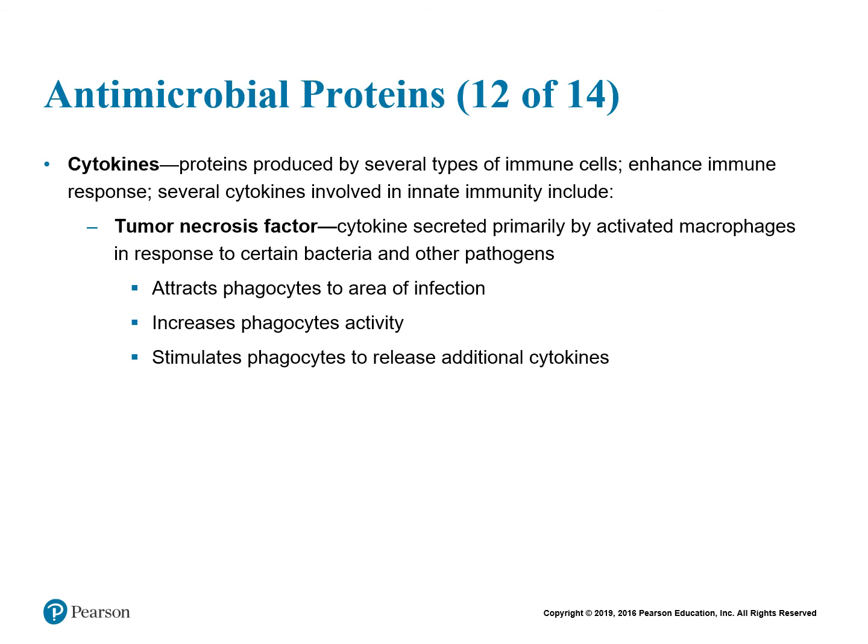In terms of cytokines, cytokines are just proteins that are produced by different types of immune cells. One of those is TNF, or tumor necrosis factor. This is secreted by macrophages that have become active. What it does is it calls phagocytes to go to the area to clear any pathogen or damaged cell that is there. It's also going to increase the number of active phagocytes, and they're going to release more of themselves to maintain a positive feedback loop until the threat is destroyed.